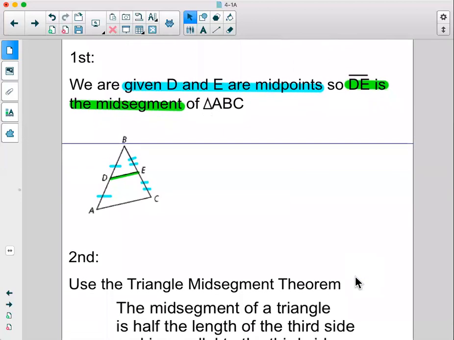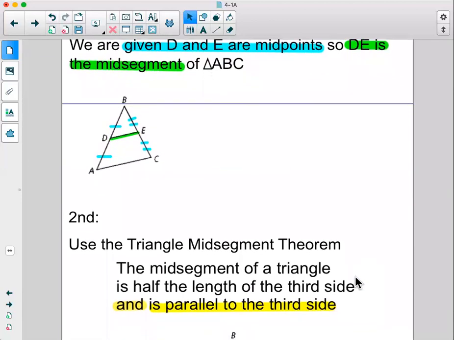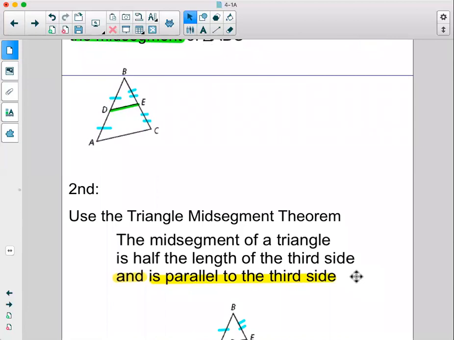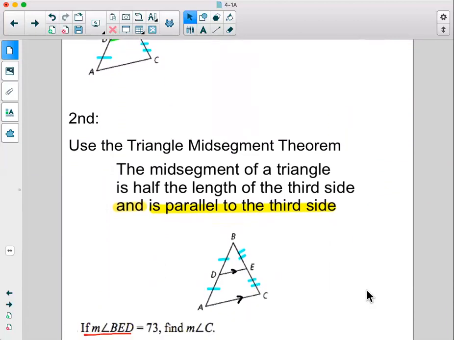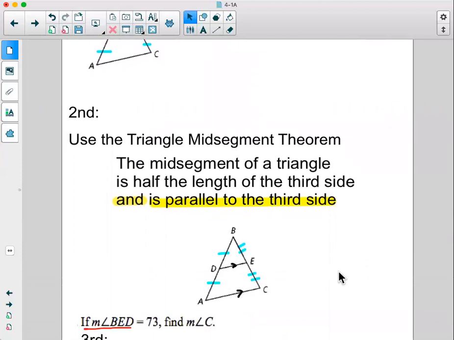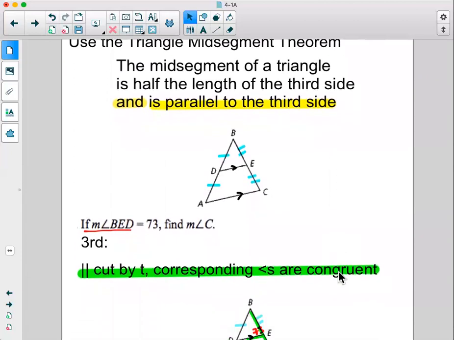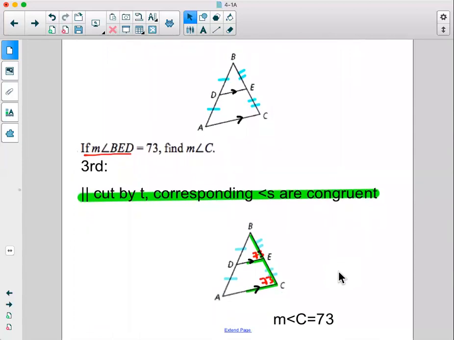Next thing we can do is use the triangle midsegment theorem, specifically the part of it that states that if you have a triangle midsegment, then that midsegment is parallel to the third side. And then we can use our properties of parallel lines. Parallel lines cut by a transversal, corresponding angles are congruent.